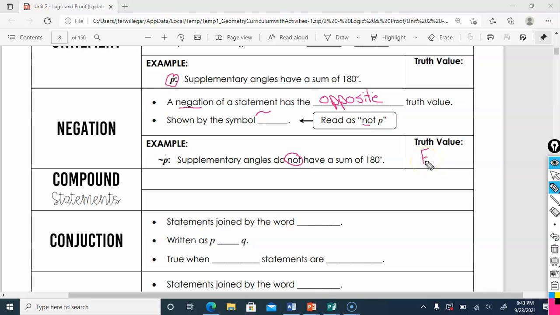Now, what's a compound statement? What's a compound in chemistry? Good question. A compound statement is when two or more statements are joined. What words are we going to use? We're going to use an and, or an or. This and that, or this or that.